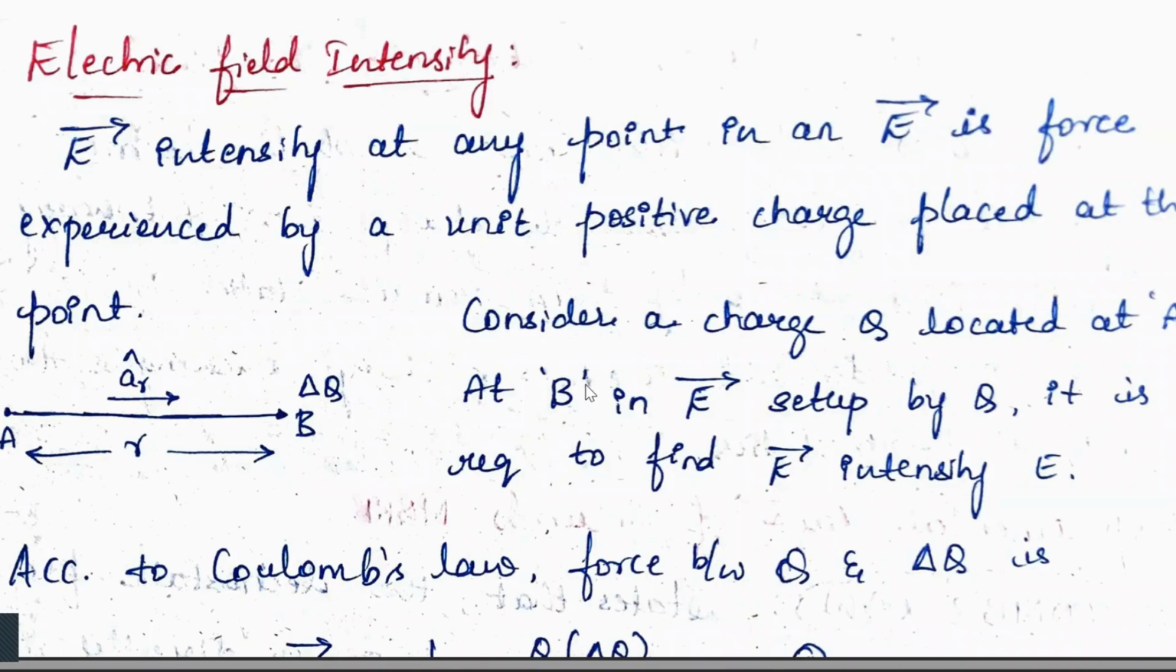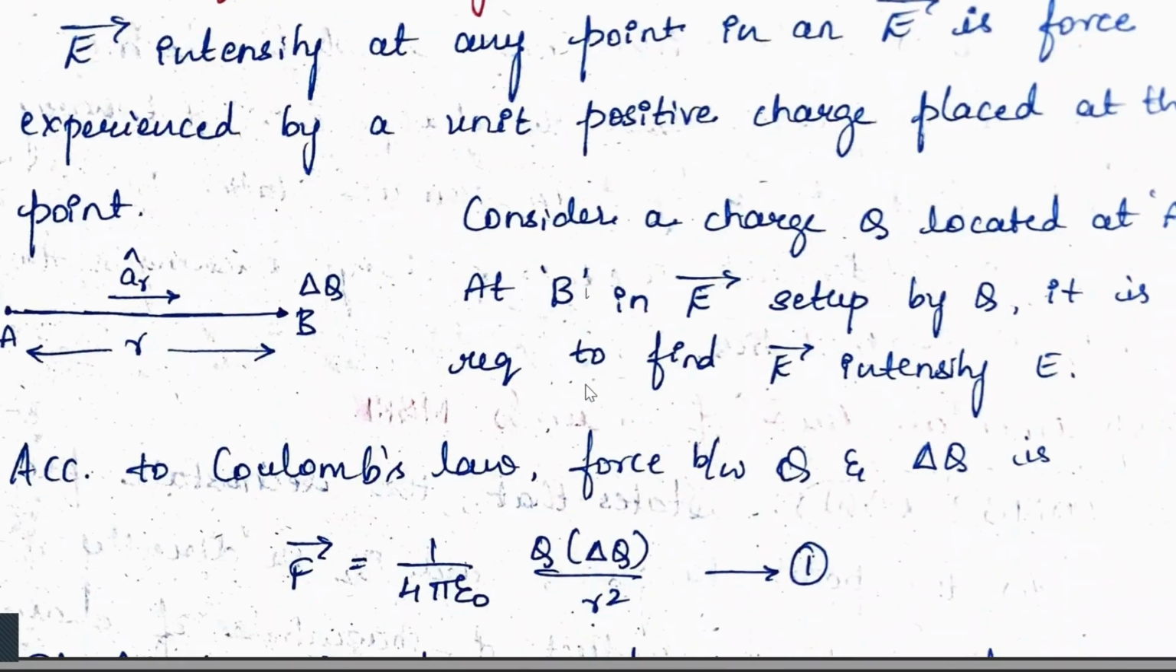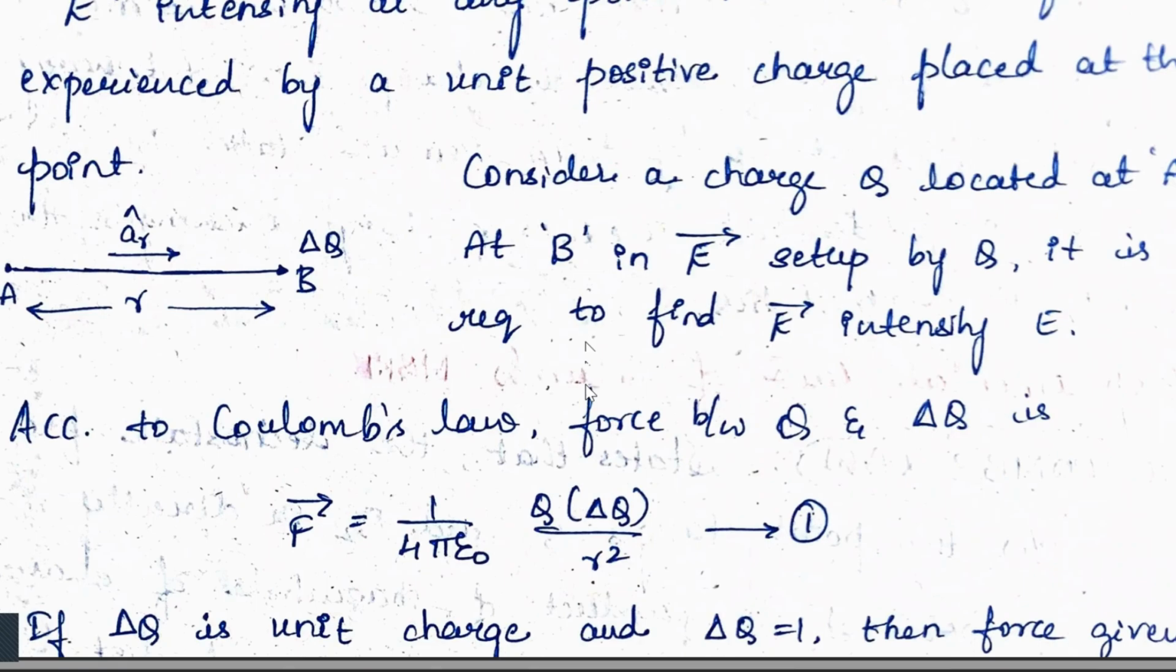The electric field intensity at any point in an electric field is the force experienced by a unit positive charge placed at that point. Consider charge Q located at a position A, and B in the electric field set up by Q. It is required to find the electric field intensity.